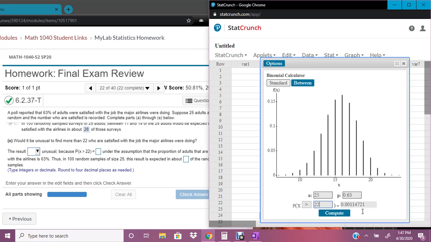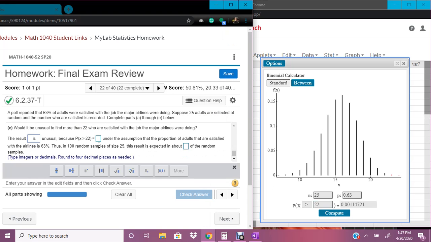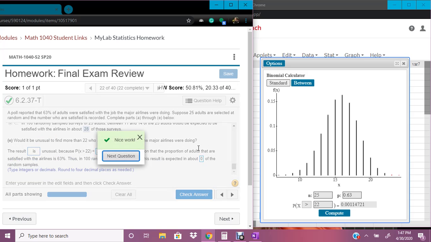It's unusual when it's less than 0.05. And so it is unusual because the probability of this is 0.0011, with 4 decimal places, which is definitely less than the 0.05. And if we times this by 100 and round to the nearest whole, or we move the decimal places over twice, we're saying it's going to be 0. And so that's pretty unlikely.